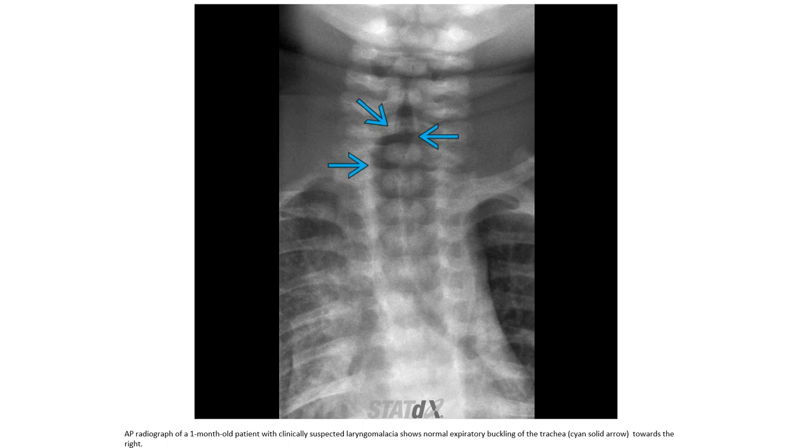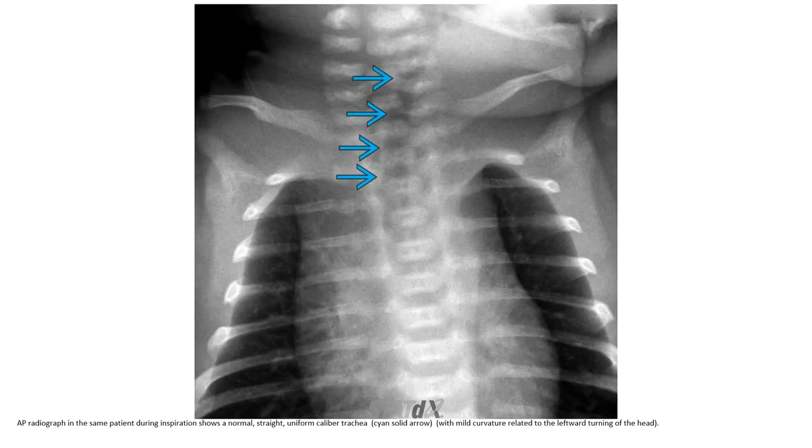toward the right. Repeat radiograph in the same patient during inspiration shows a normal, straight, uniform caliber trachea.